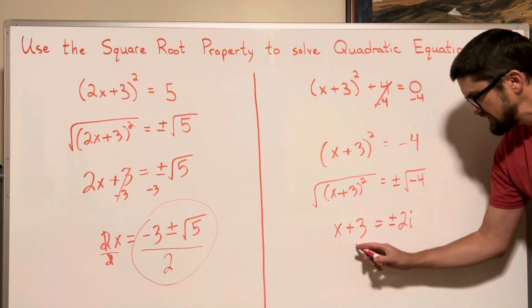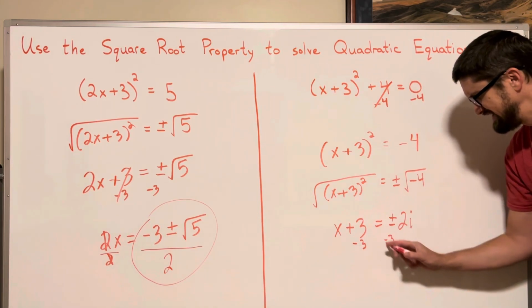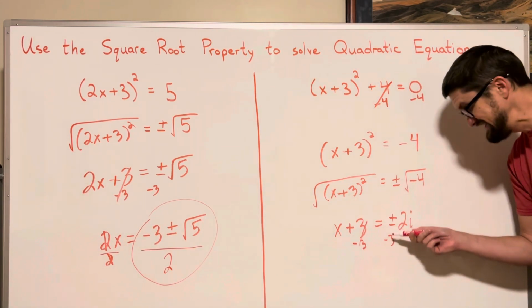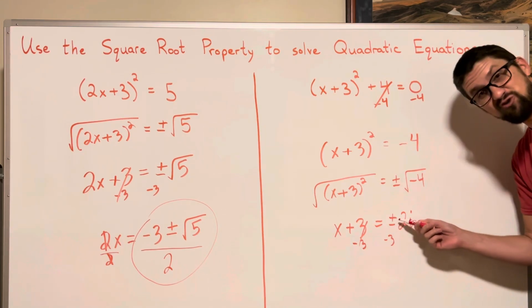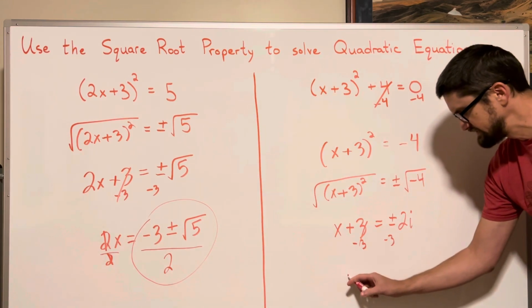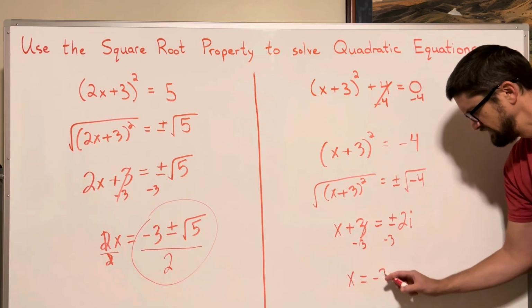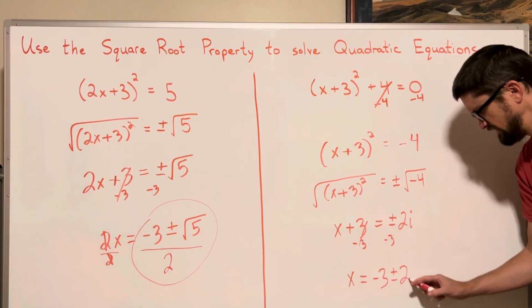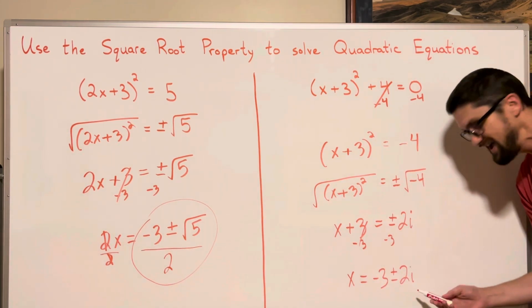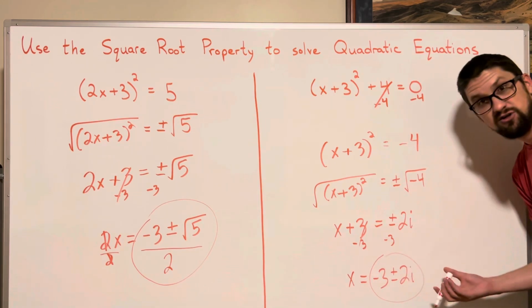And here, just subtract 3 on both sides. And again, put the negative 3 here in front of the plus or minus. Make sure it's simplified, which it is. So we're good to go.